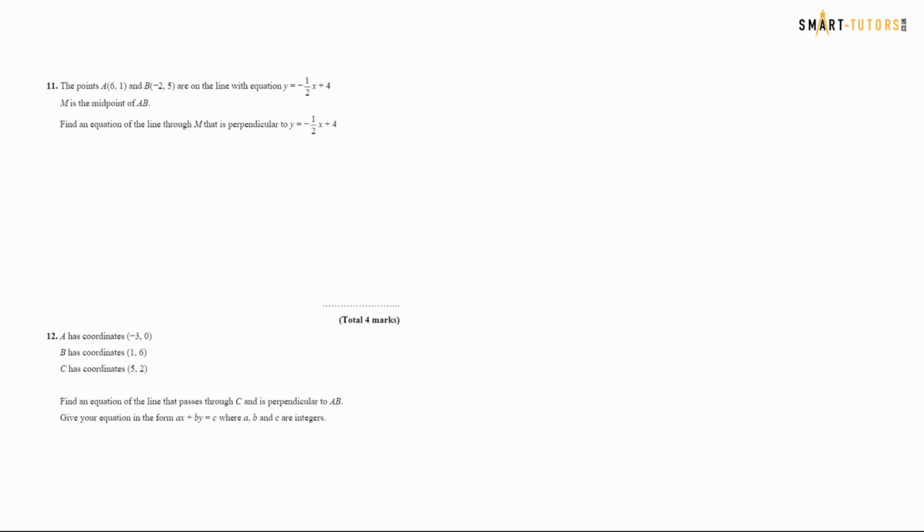Question number 11. The points A (6, 1) and B (-2, 5) are on the line with equation y = -1/2 x + 4. M is the midpoint of AB. Find an equation of the line through M that is perpendicular to y = -1/2 x + 4.